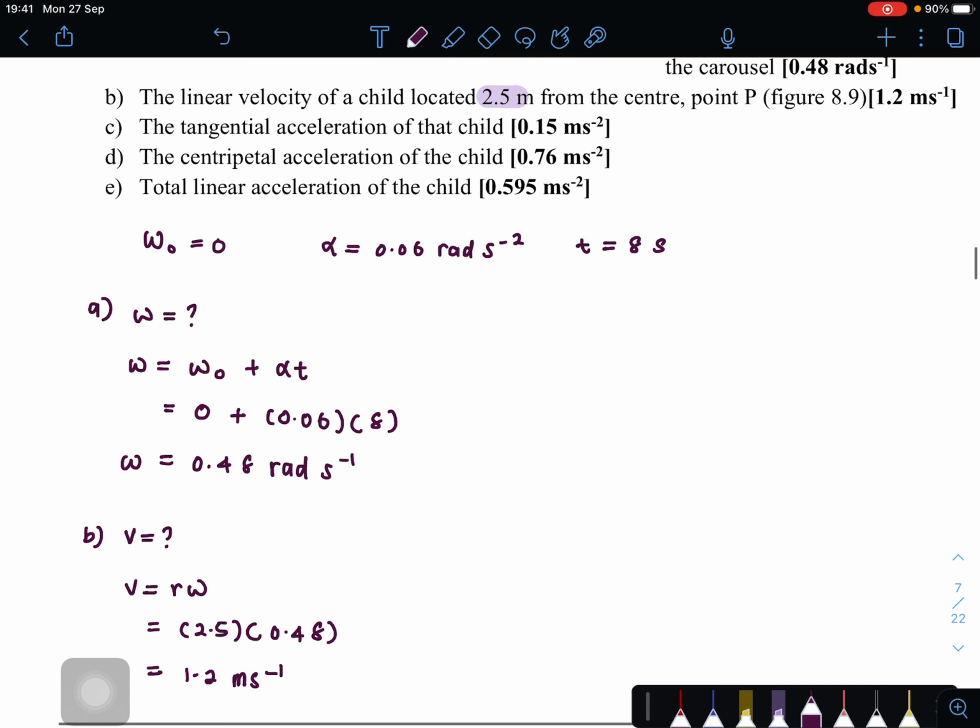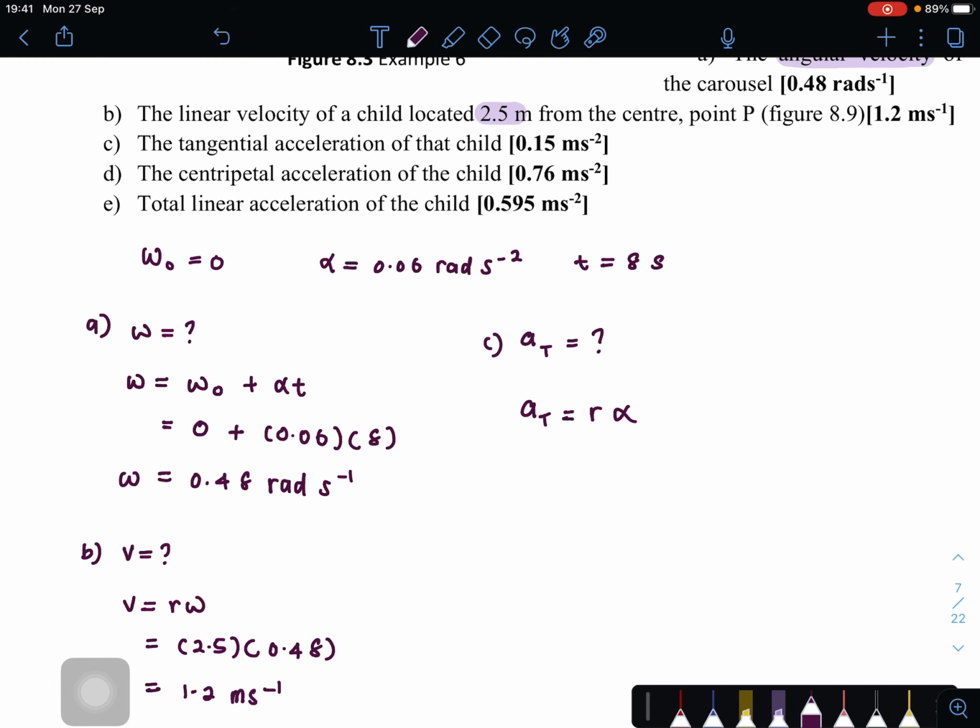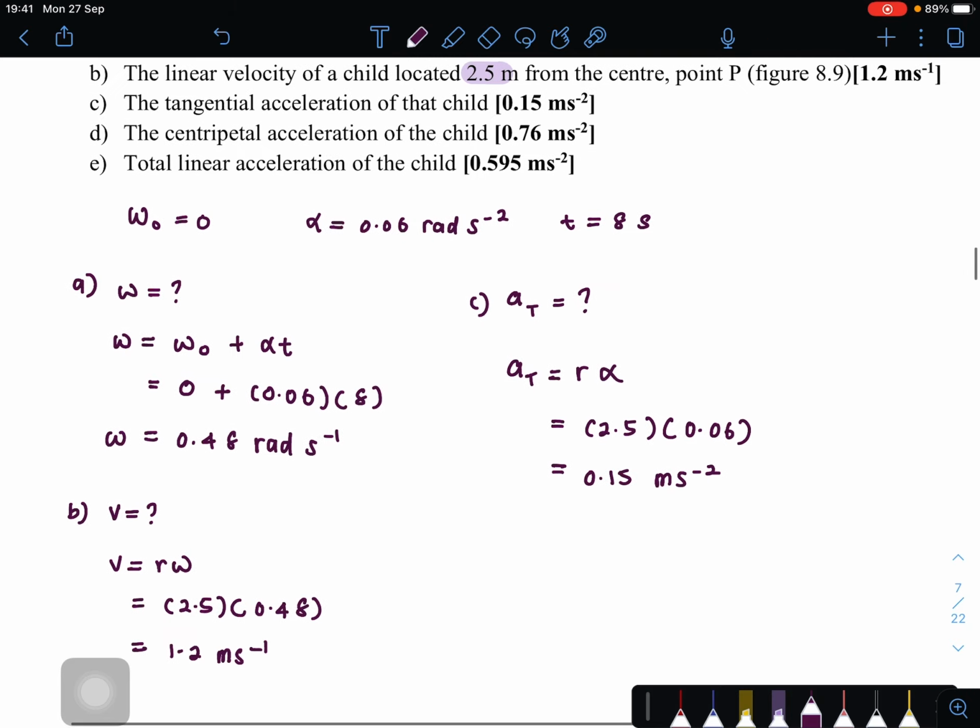Okay, so soalan C is the tangential acceleration, which is value AT. So keluarkan formula, it's R alpha. Okay, this formula is given in your notes, so you can check that. So R alpha sama juga 2.5, and then alpha is the angular acceleration sebab dia constant, so kita gunakan that value. So you will get 0.15 meter per second squared.